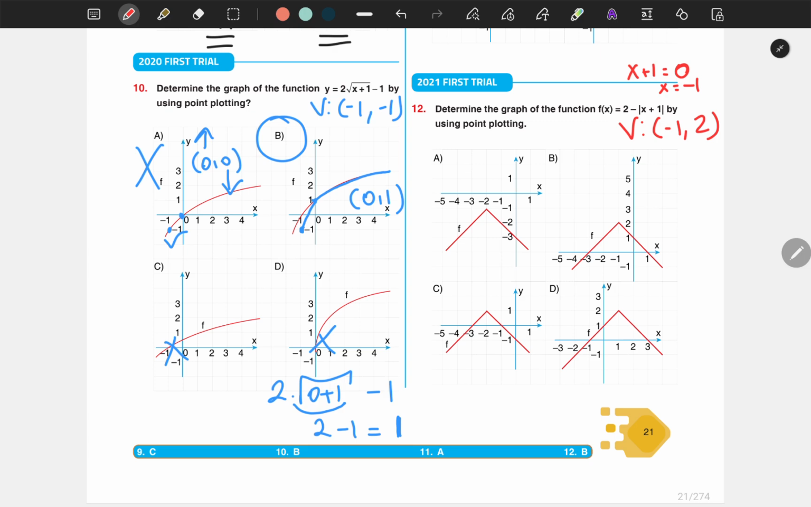Let me check the vertex. Which one is x is -1? This is -2. This is -2. This is +1. But look at here. This is -1, isn't it? And y is 2. B is the correct option. That's it. It is very easy.